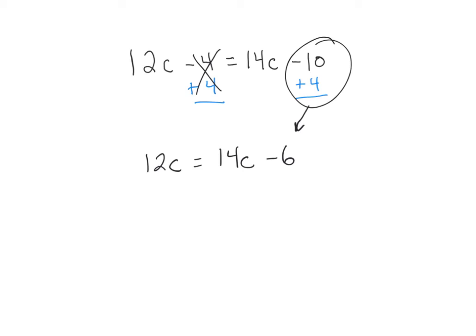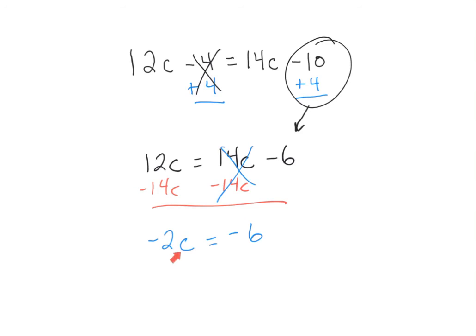All right, now I need to move this 14c to the left, so my variable will be on the left. You can see 14 is positive. There's no sign right here, which means it's positive. This negative doesn't go with the 14. This negative goes with the 6. So I'm going to subtract 14c from both sides. And so I have negative 2c equals, this cancels, negative 6.